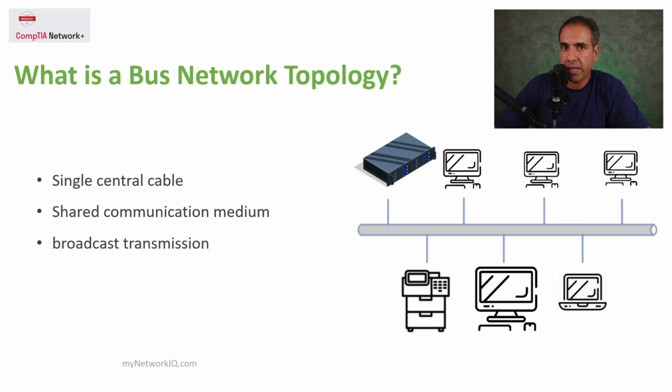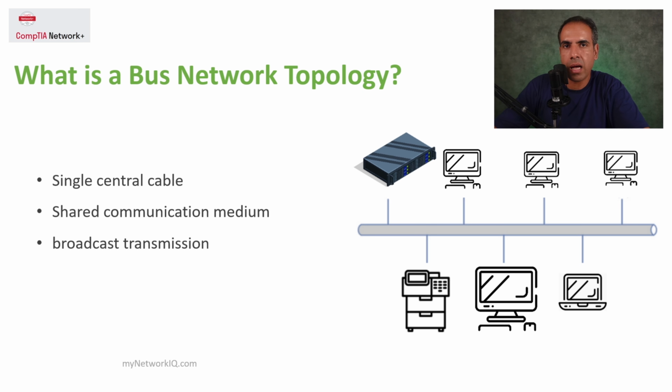This means that when a device sends out data, it broadcasts the data to all devices connected to the bus. Each device checks the data packet, but only the intended recipient processes the data. So this way, even though the data travels to all devices, only the target device accepts and uses the information.